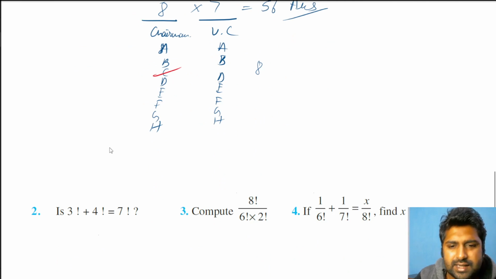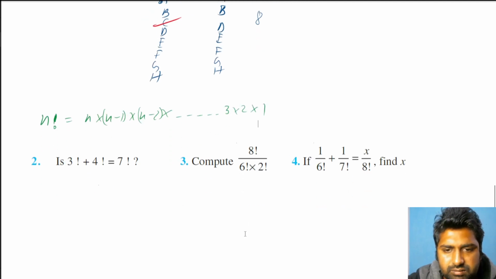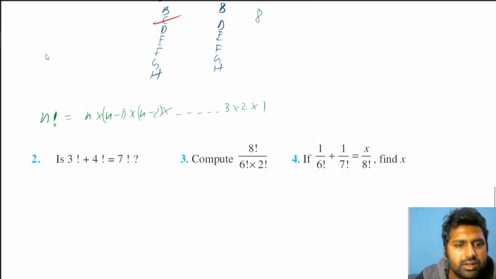For solving these kinds of questions, they are very simple. You need to understand what n factorial is. I already introduced it before. So n factorial is n into n minus 1 into n minus 2, and you have to multiply till you get 3, 2, 1. That's it. Just for your understanding, let's solve a few.